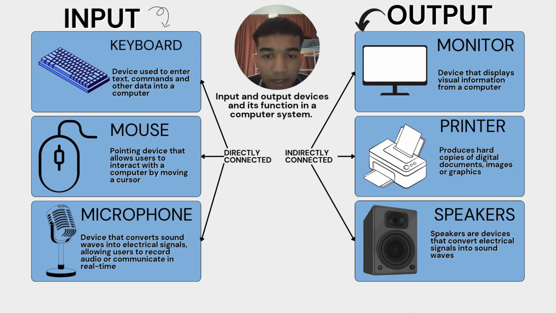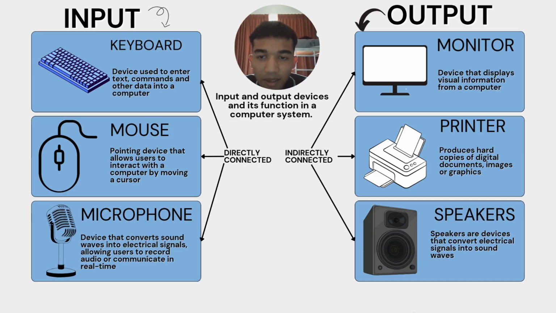Input and output devices and its function in the computer system. Belah kiri ada input, belah kanan ada output. Okay, for devices in input ada keyboard, mouse, microphone. For output device, monitor, printer and speaker.